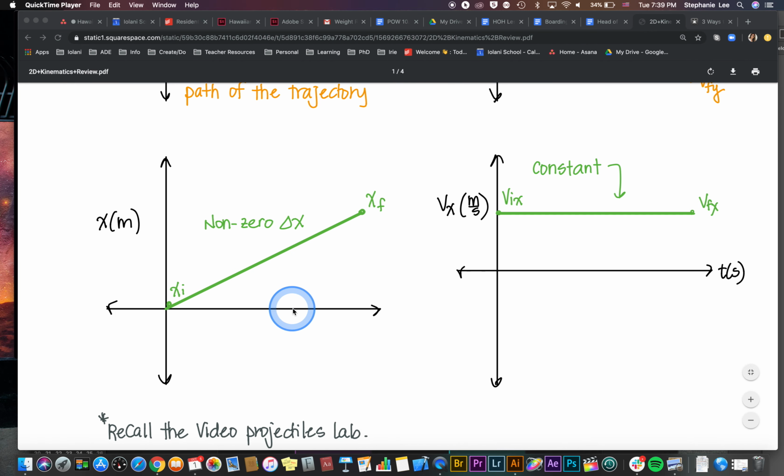In the horizontal axes, the first coordinate on your x position graph would tell you x initial, and the last coordinate on your x position graph would tell you x final. And of course, the difference of these, x final minus x initial, would give you delta x. The slope of this graph would tell you the x velocity, and the first coordinate on this velocity graph would tell you VIX, and the last coordinate would tell you VFX. And you guys know, since acceleration in the x is 0, this velocity should be constant.